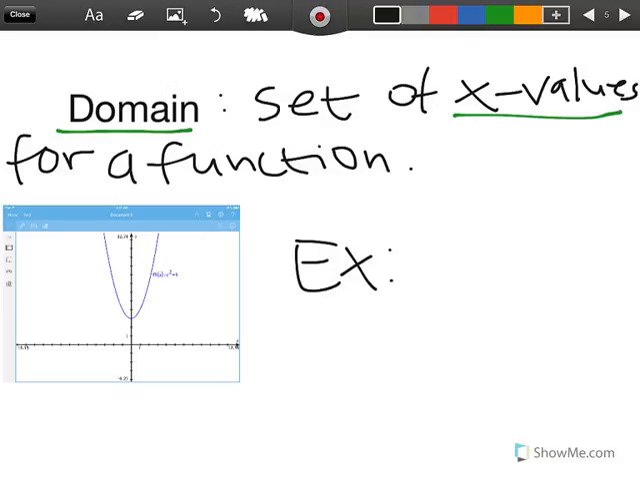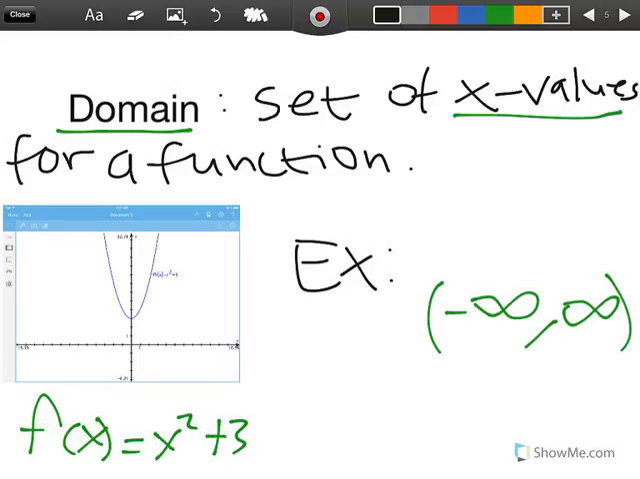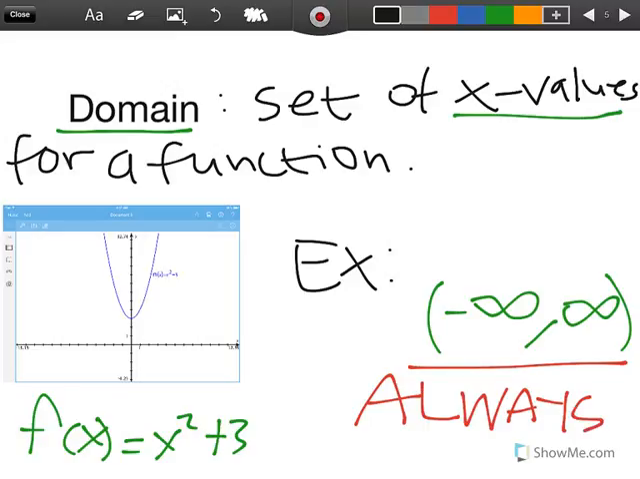Here we have the function f of x equals x squared plus 3. Notice that for this function, you can plug in any value of x and it will never be undefined. Because of this, the domain is from negative infinity to infinity. The domain for quadratic equations is really easy because it's always negative infinity to infinity, because no value of x will ever make the function undefined. See, it's always negative infinity to infinity.